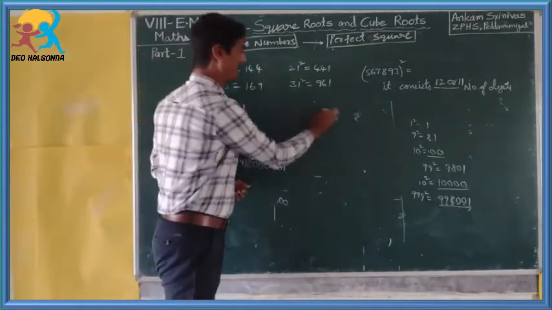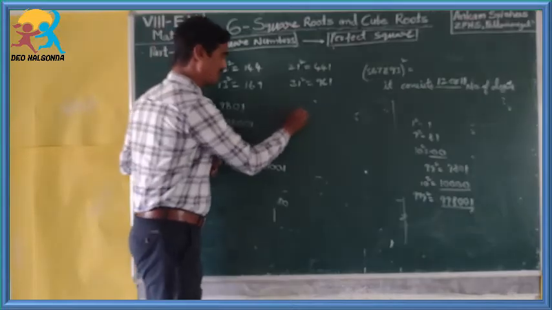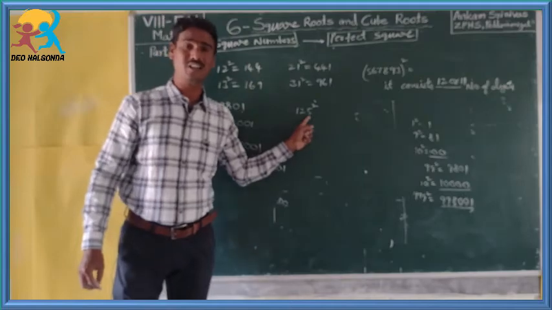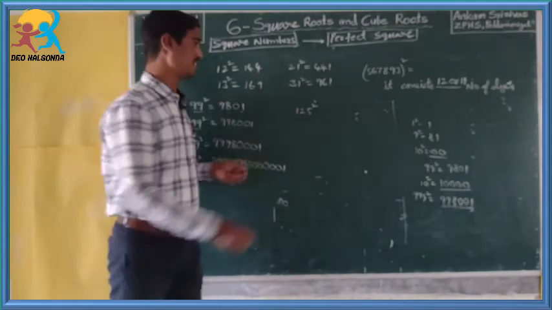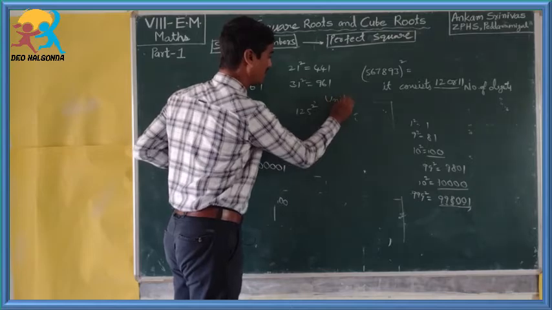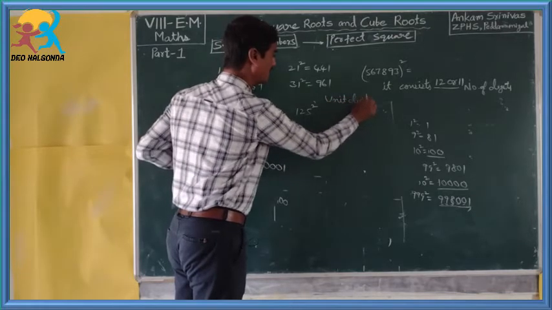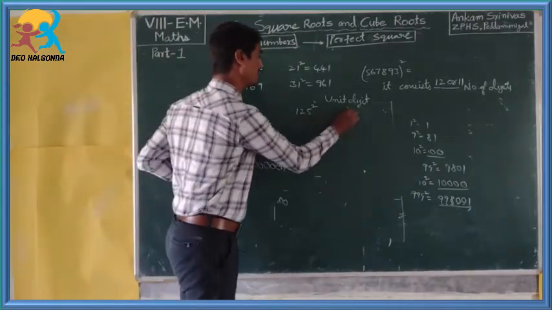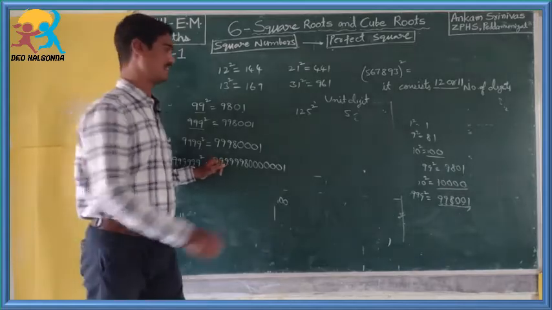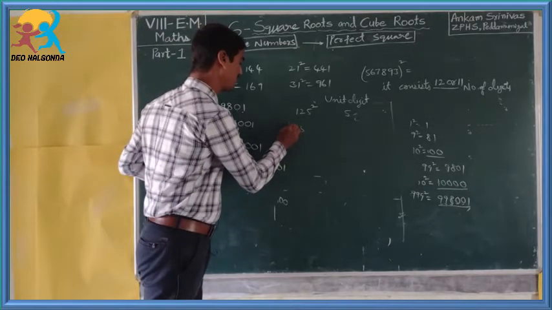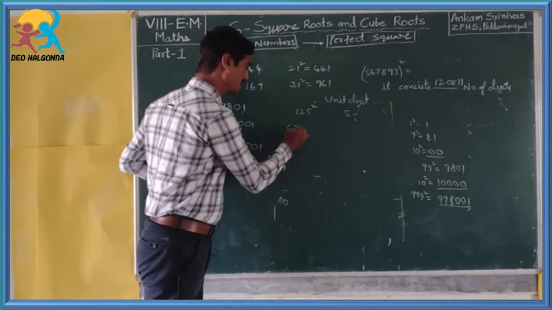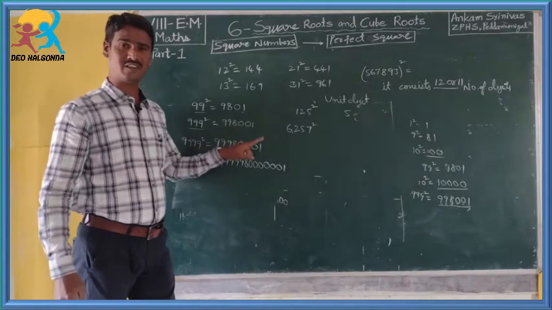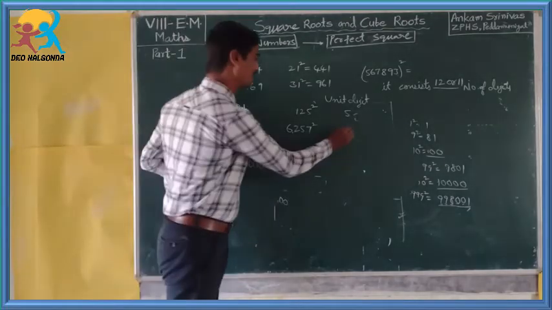Now let's check 125 square. What is the unit digit of 125 square? The unit digit of 125 square is 5 because the last digit is 5, and 5 fives are 25. What is the unit digit of 6,257 square? 7 sevens are 49. What is the unit digit? 9.